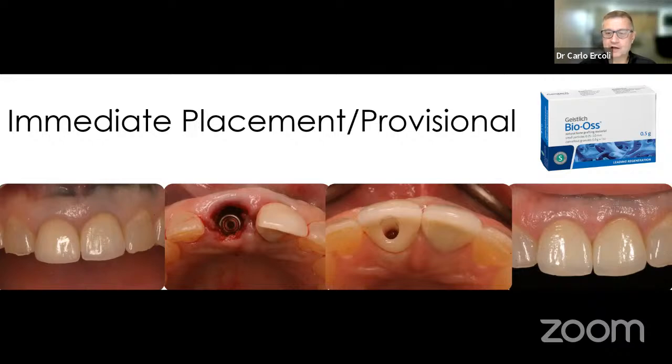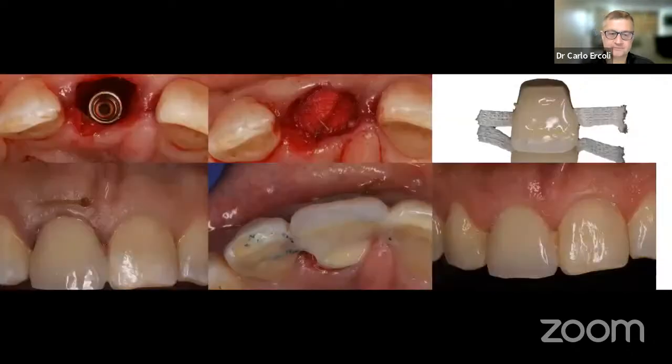We're going to place a temporary crown. We're going to graft it. We're going to let the soft tissue heal around that ideally shaped temporary crown. About 3 months later, we go back, take our impression. We take the impression not only of the implant position, but also of the soft tissue. We fabricate the final crown.